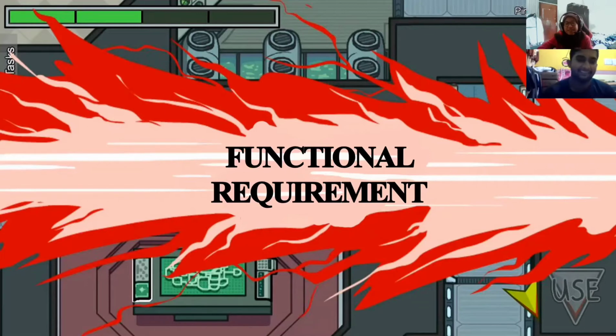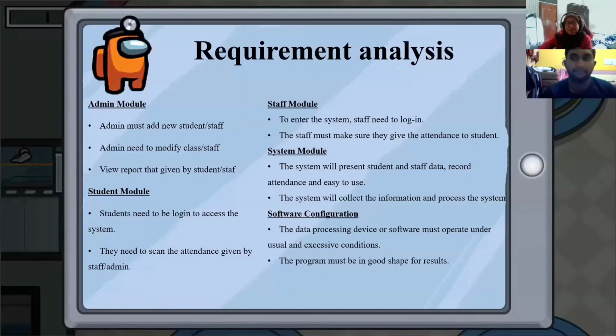Okay, next the functional requirement. Requirement analysis, admin module. Admin must add new students or staff. Admin needs to modify the class of staff. Use reports that are given by students and staff.